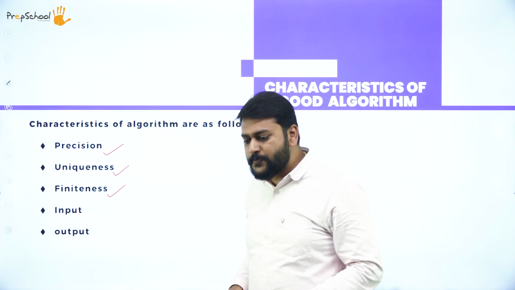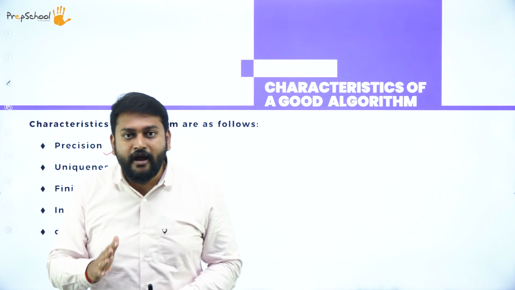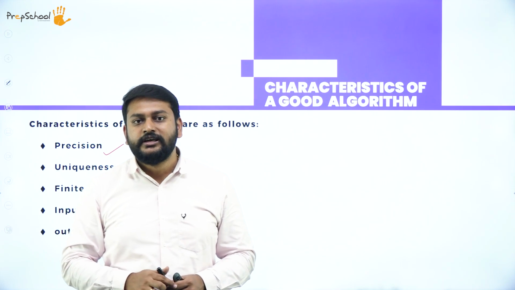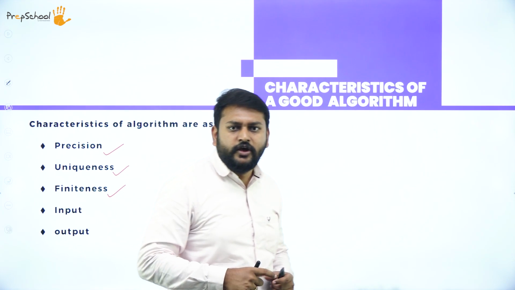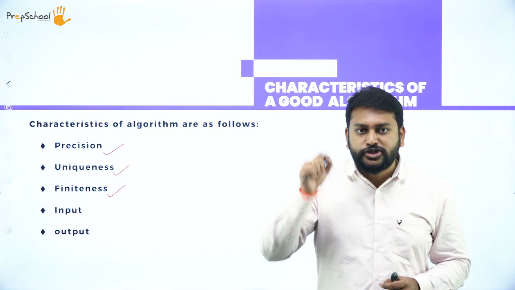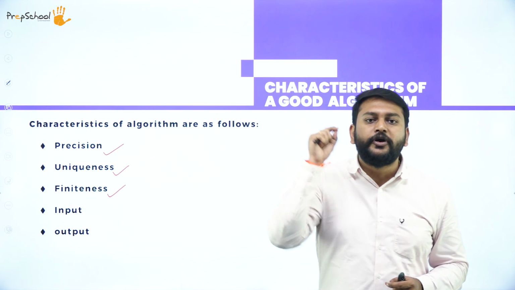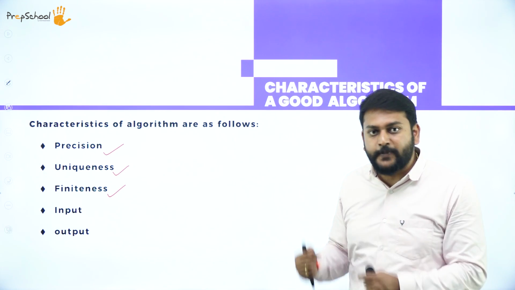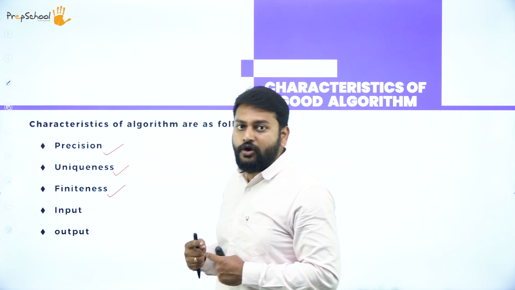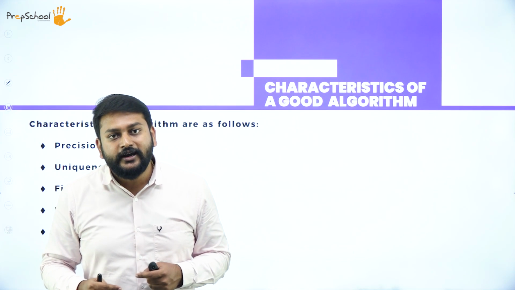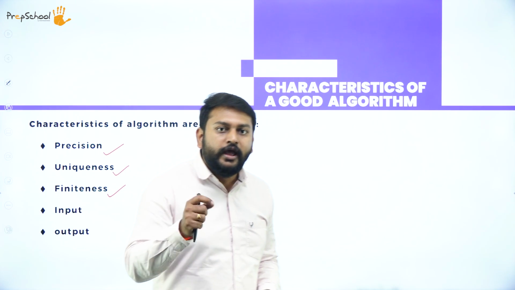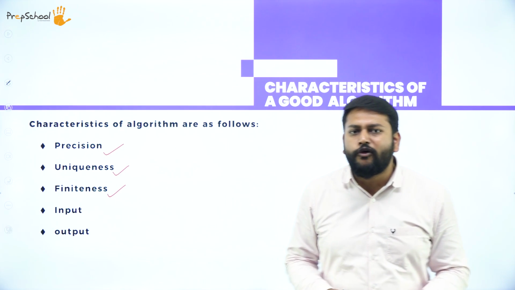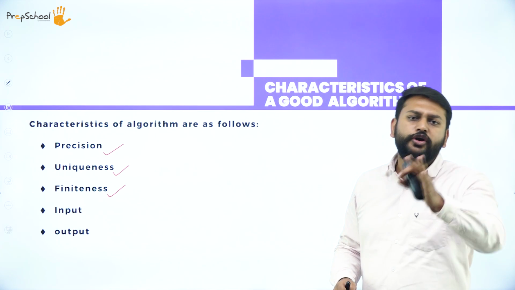Whenever I say an algorithm, please remember these important points. Number one, it should be very precise. Number two, each step should be unique. Each step should perform a particular task. And number three, it should have a finite number of steps. You should be able to count. That's what I call finiteness, and definitely it should have an input and an output. This is what I call the characteristics of a good algorithm.